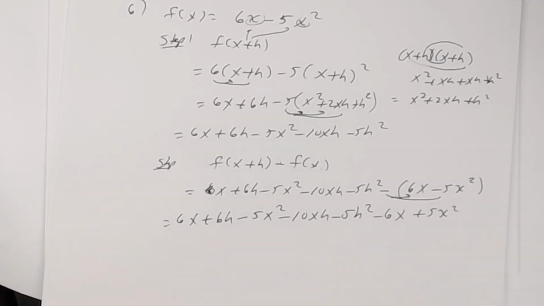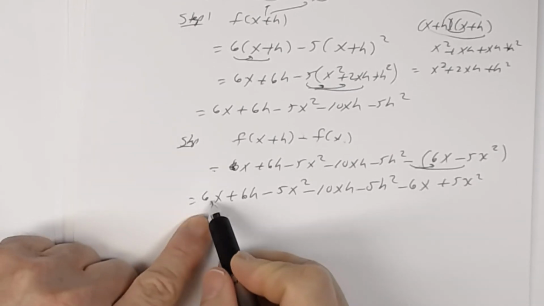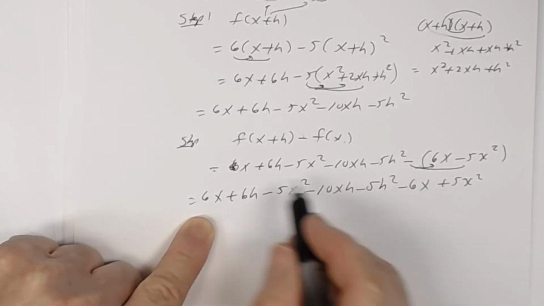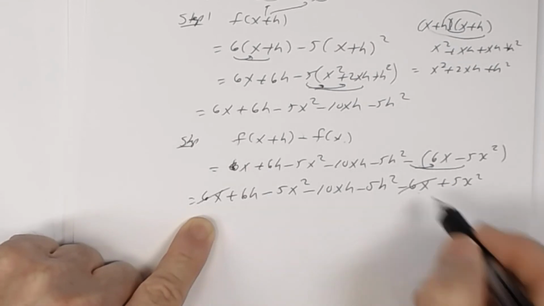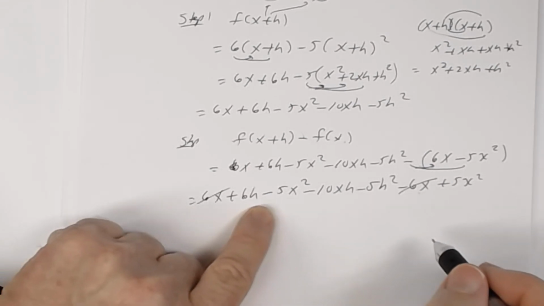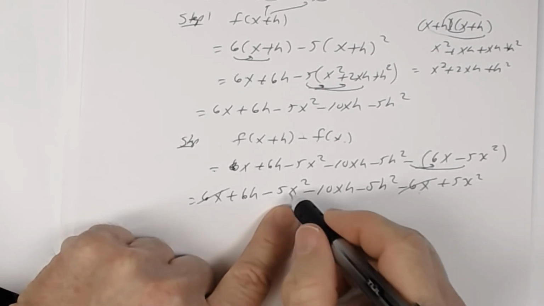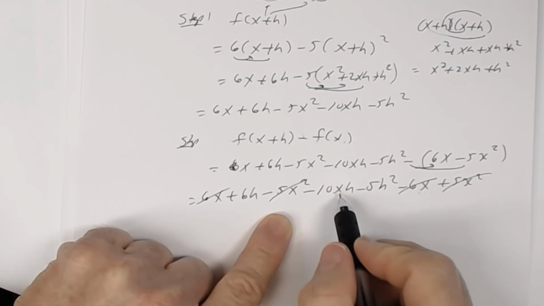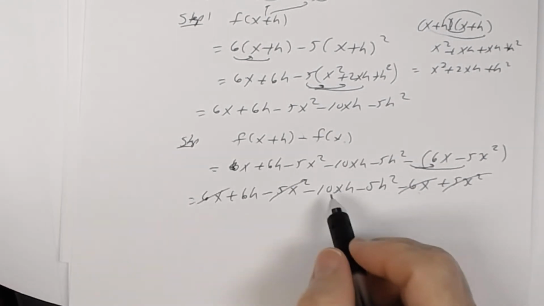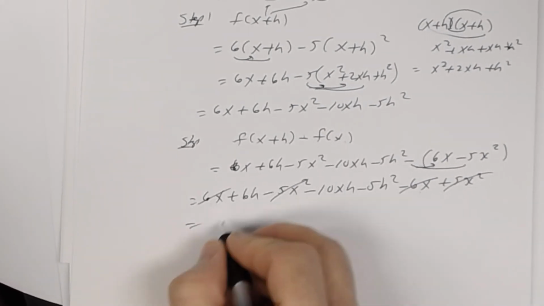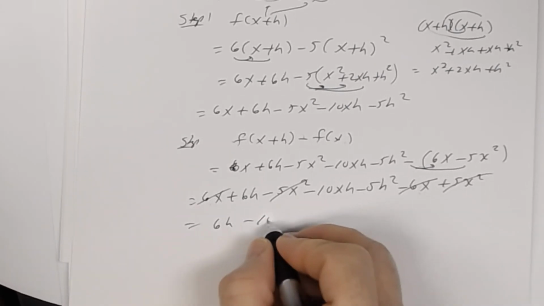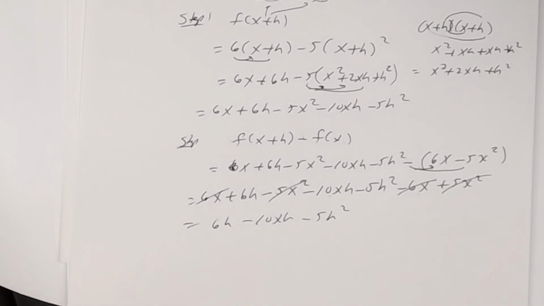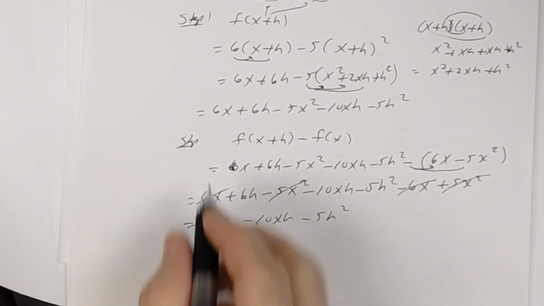Now it is at the end of step 2 where every term that does not have at least one factor of h in it will have its opposite listed. 6x, negative 6x adds up to be 0. Negative 5x squared and a positive 5x squared adds up to be 0. And all you're left with are terms with factors of h. So this is what we have: 6h minus 10xh minus 5h squared. And none of these are like terms. That was just step 2.